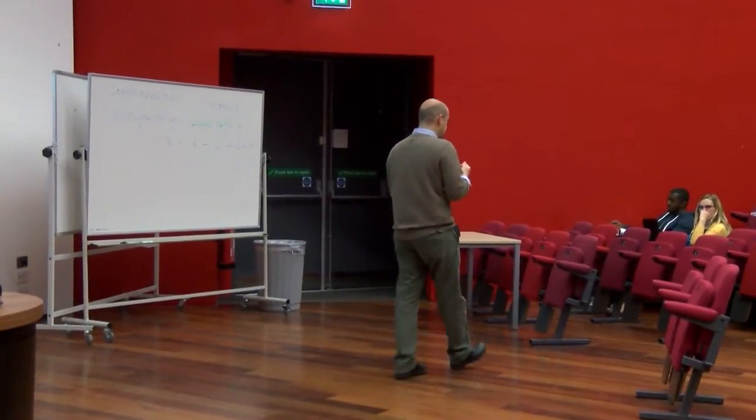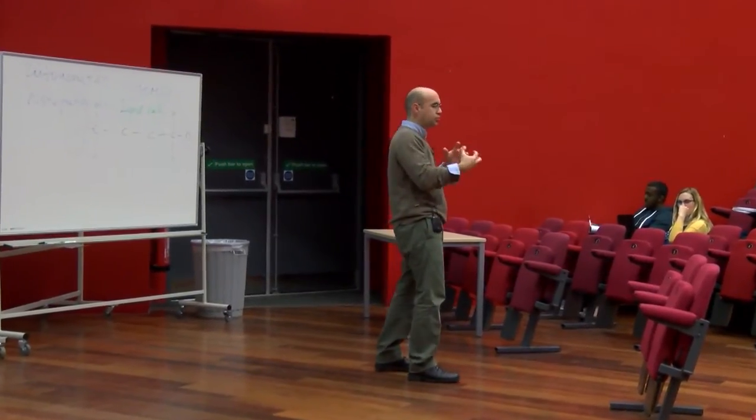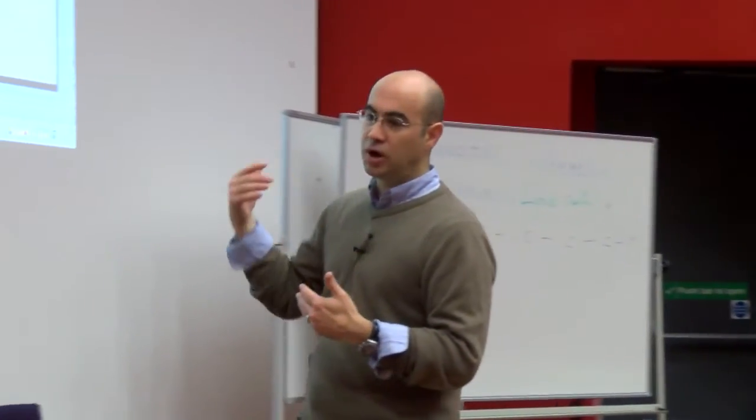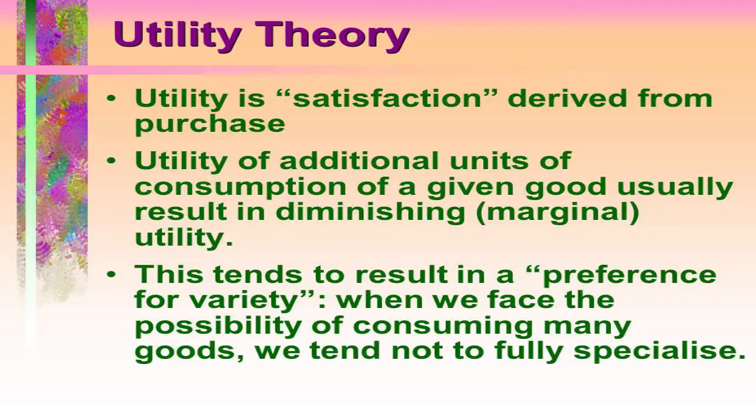But the crucial thing is that to get a grasp on how to understand consumer behavior, we need to introduce some measure of welfare. We're going to use utility. So utility is derived from satisfaction of a purchase. It's not the purchase in itself. It's the satisfaction I get from it. It's not consuming on its own right, it's the satisfaction that I get out of consuming. So this concept is crucial.